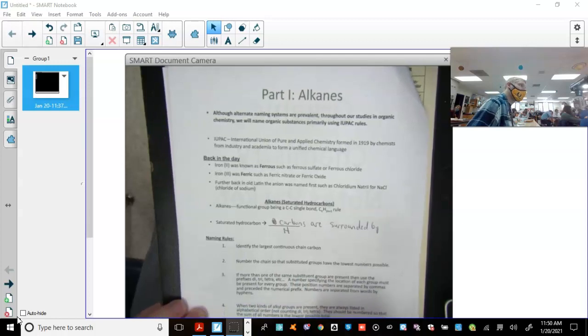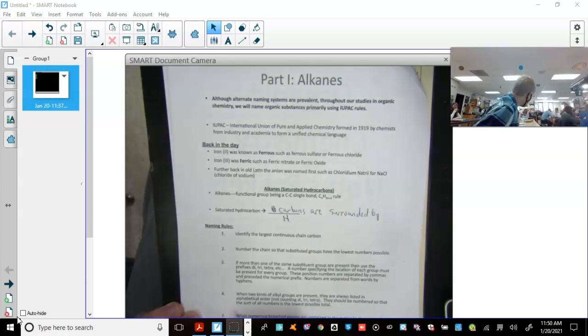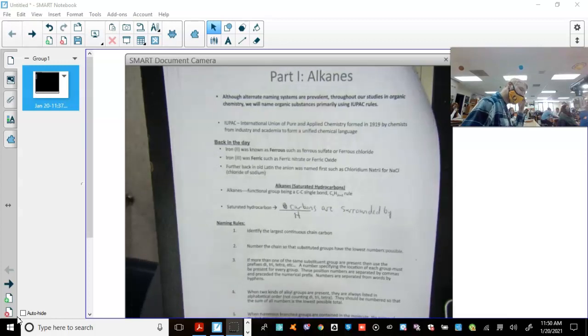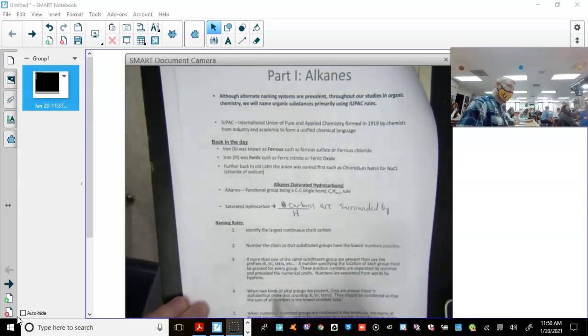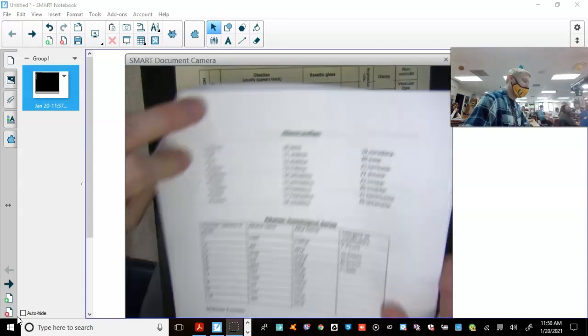And then we have a whole bunch of little rules here. So rule number 1 is identify the largest continuous carbon chain. So if you have 4 carbons together, that would be butane. If you got 3, it would be propane. 2 would be ethane, and 1 would be methane. So there's some memorization here. We're going to come back to this. It's going to make more sense if we can just talk about it with examples.